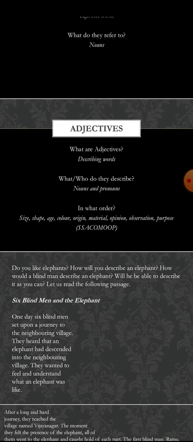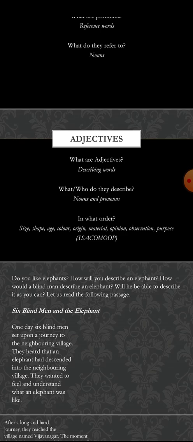Now, what are adjectives? Adjectives are describing words. What and who do they describe? They describe nouns and pronouns. Now, in what order? Okay, this is very important. Many people, despite the fact that they speak well or write well, do not know the order in which a sentence should be written, and this creates a lot of problems. Let me begin with what adjectives are. Adjectives are describing words. For example, amazing, beautiful, all of these are adjectives. They describe nouns and pronouns.